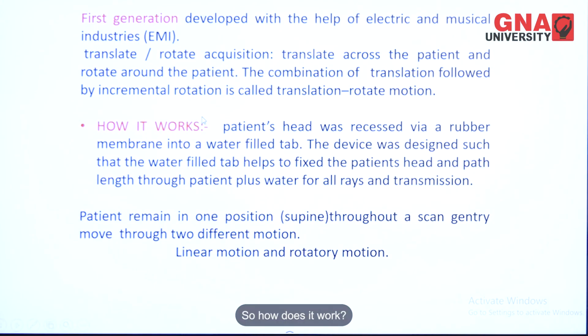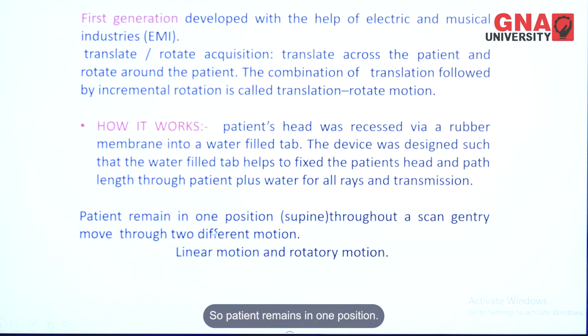So how does it work? The patient's head was recessed via a rubber membrane into a water-filled tub. The reason is to ease the beam hardening artifact, as I already described in the previous slide. This device was designed such that the water-filled tub helps to fix the path length through the patient's head plus water for all the rays and the transmission. If we use a pencil beam and don't use a water path, then the beam hardening artifact will arise in the resulting image due to uneven thickness of the patient's head.